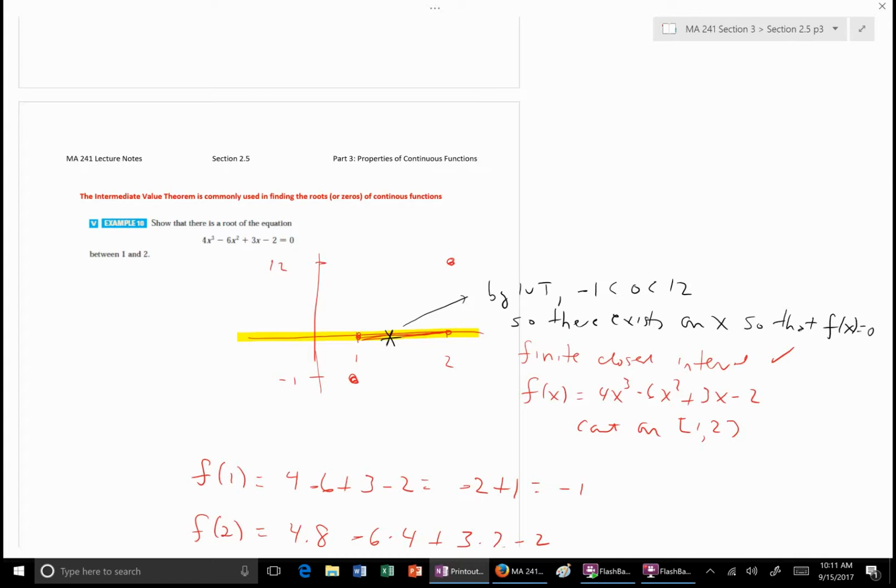Now, how many times could it cross 0? Could it have 3 zeros? Could it have 5 zeros? It's a cubic, so it's pretty much like a quadratic. A quadratic can have 2 roots, right? Can a cubic have 3 roots? I don't know. So how do I find them? I'm just going to tell you this is true. There are a lot of different ways.